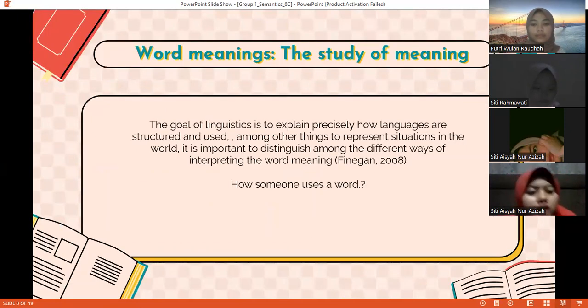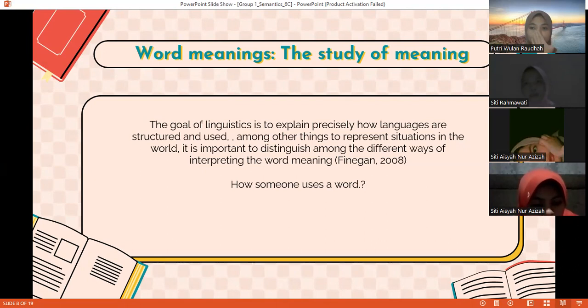Okay, let's move to the second part. Word meaning, the study of meaning. The goal of linguistics is to explain precisely how languages are structured and used, among other things, to represent situations. It is important to distinguish among the different ways of interpreting word meaning. It's according to Finnegan.